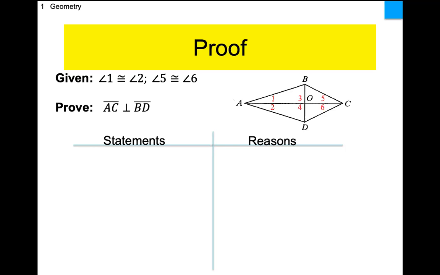This is a tough one. I need to show that these two lines, AC and BD, are perpendicular. There are no numbers there, so the only way I can do that is to show that the two adjacent angles are congruent to each other. So now we're back to how you show that two sides or two angles are congruent: show that they're part of two different triangles, show that the triangles are congruent, and then claim CPCTC, and you are done.